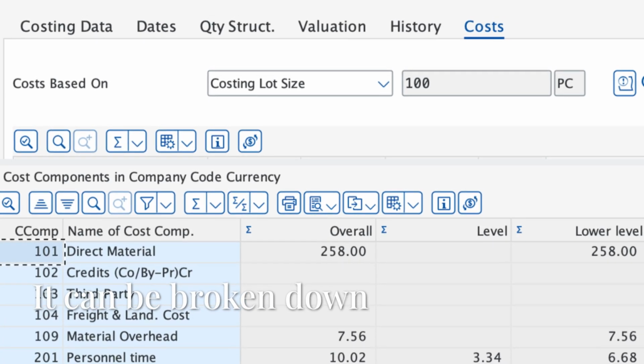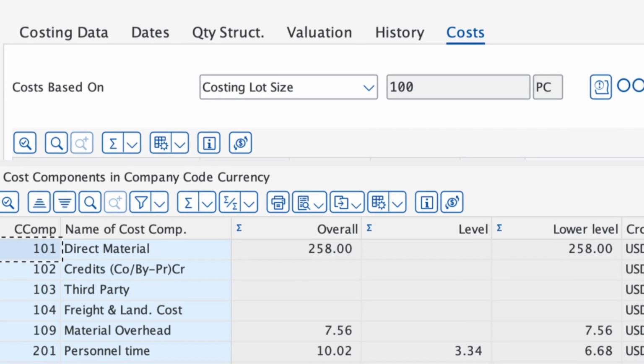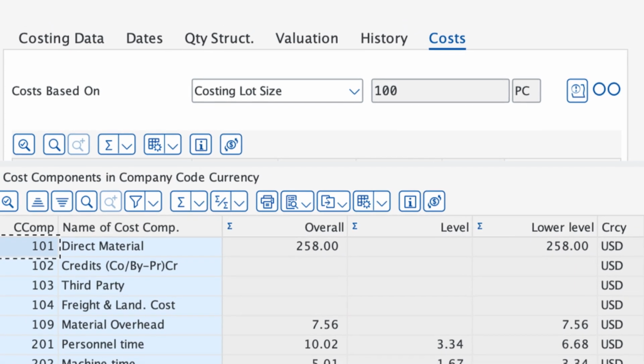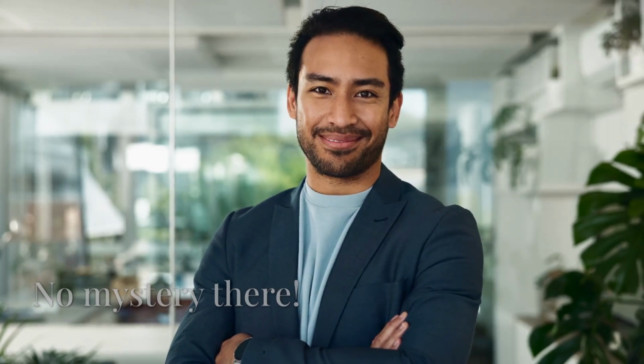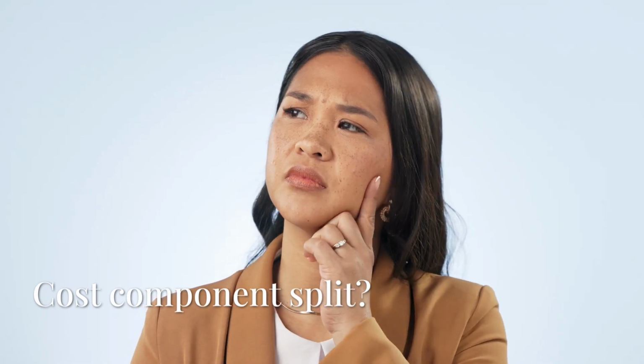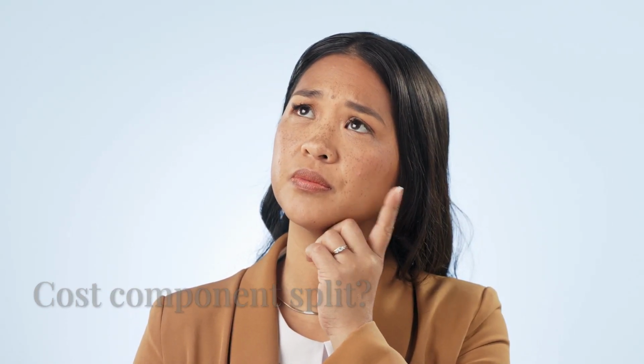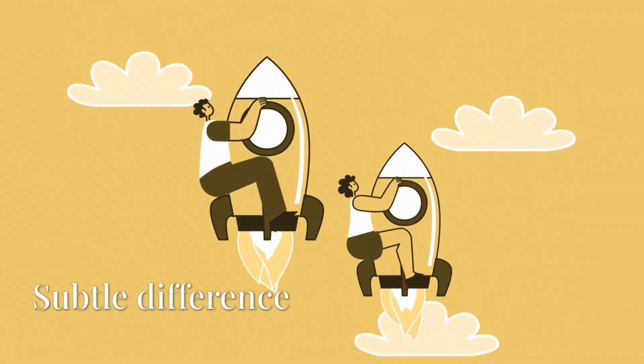The first notion that comes to mind is that the standard cost is a figure that can be broken down into cost components. And that is correct. No mystery, just common sense. But then, what should come to mind when talking about cost components split? Here is the subtle difference.